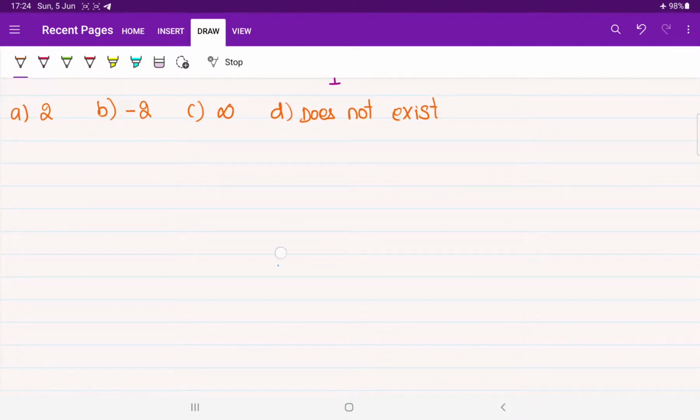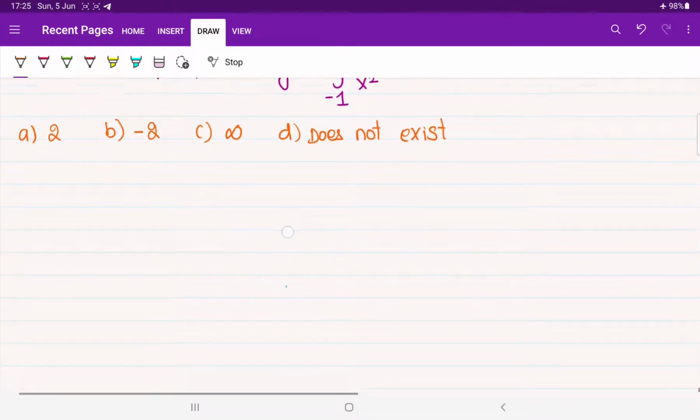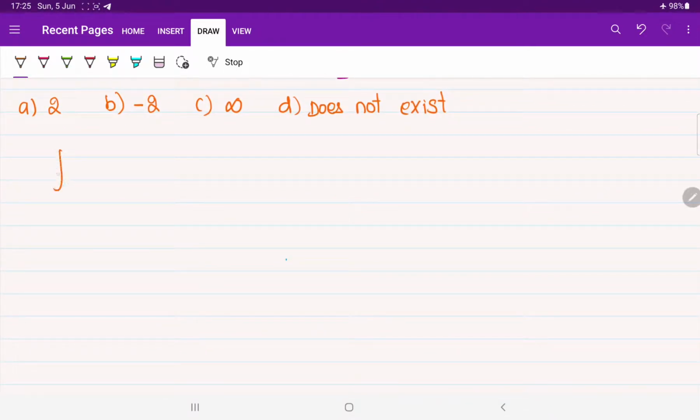Let us take the function once. What we are going to do is, the given function lies between -1 to +1, 1 by x power 2 into dx. Let's see what will be the expected answer for this question. Can you please tell me what will happen for this?